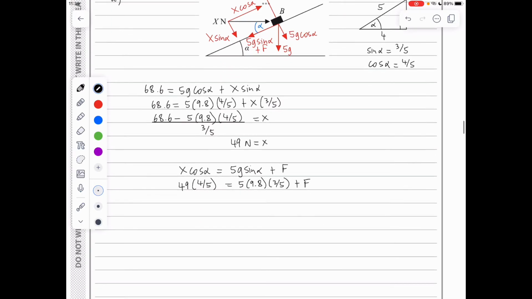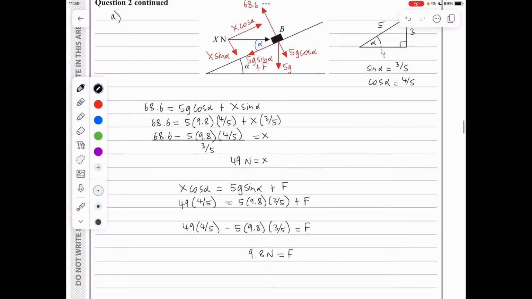So we get that 49 times 4/5 minus 5 times 9.8 times 3/5 is equal to f, and this leads to f being 9.8 newtons. Remember, we didn't know for sure the direction of the frictional force. We decided to put it pointing down the plane. It turned out to be positive, which means I was lucky enough to pick the right direction.